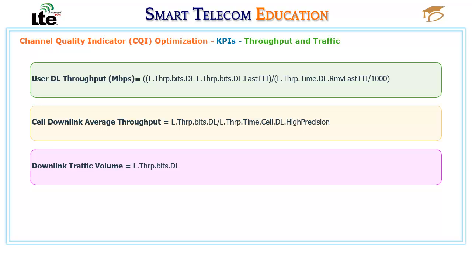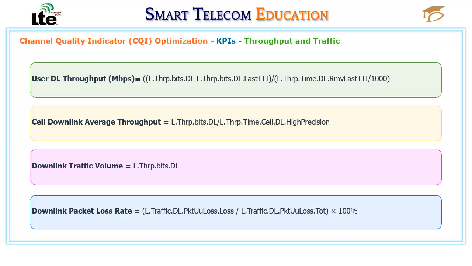The downlink traffic volume can be increased depending on the cell traffic model and the number of users in the cell. The downlink packet loss rate KPI indicates the downlink packet loss situation of a cell at the PDCP layer. This KPI is calculated based on the number of dropped PDCP-SDU and the total number of downlink PDCP-SDU transmitted for services carried on DRB with all QCI.